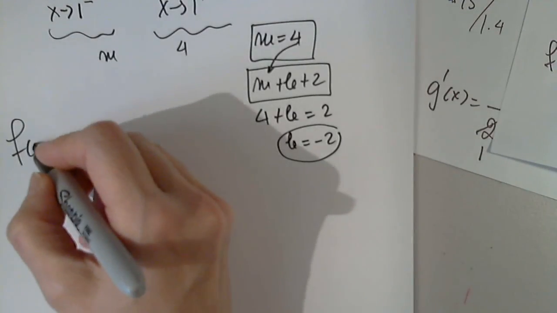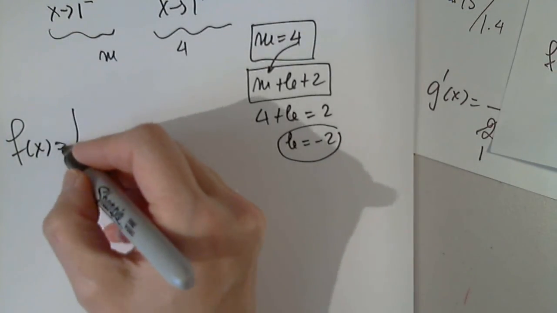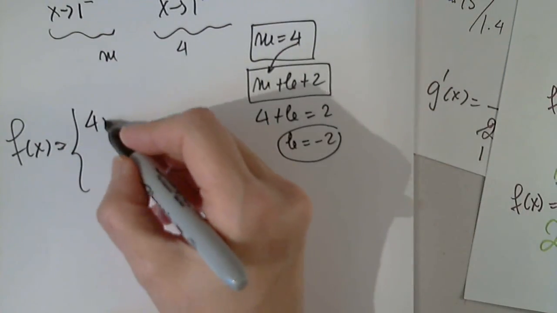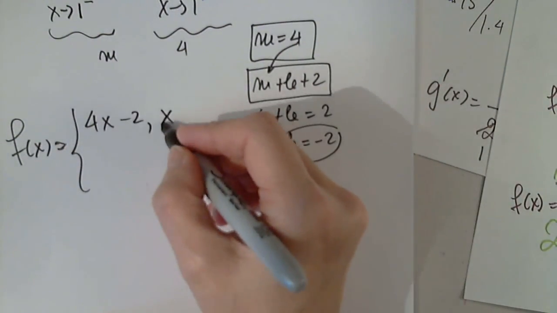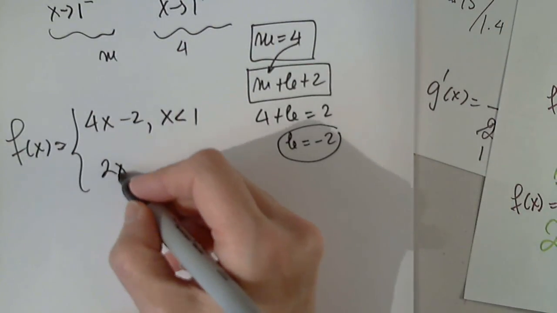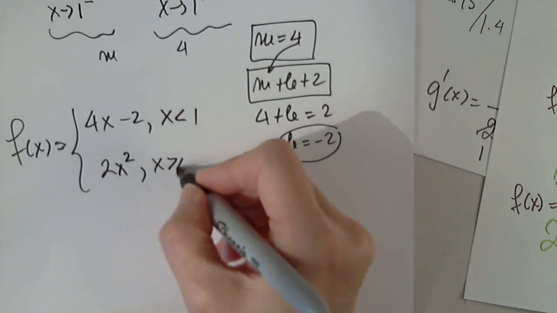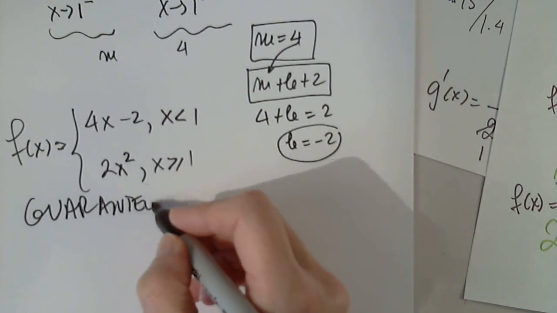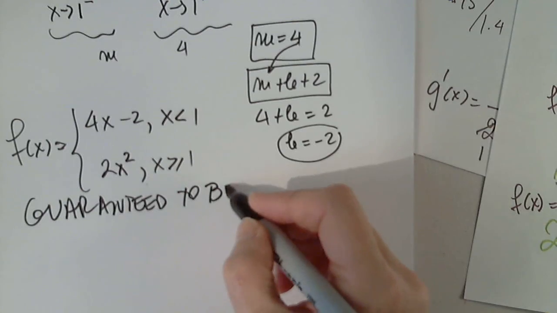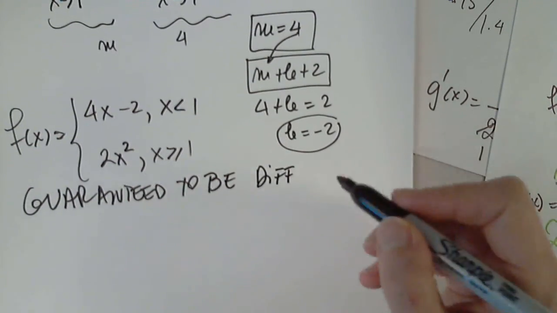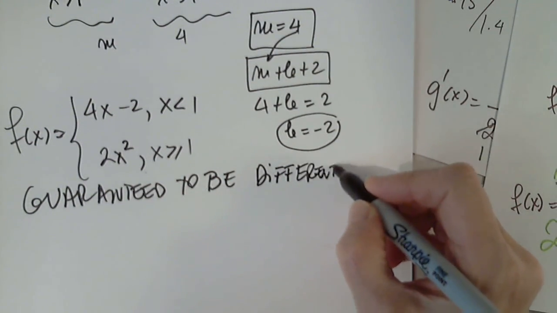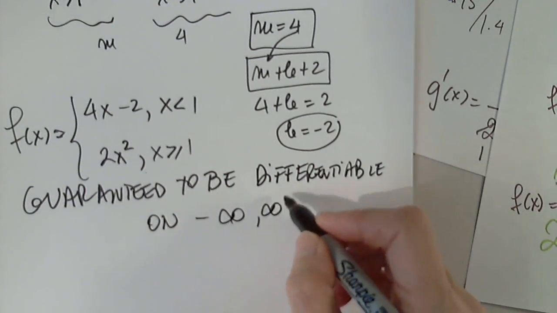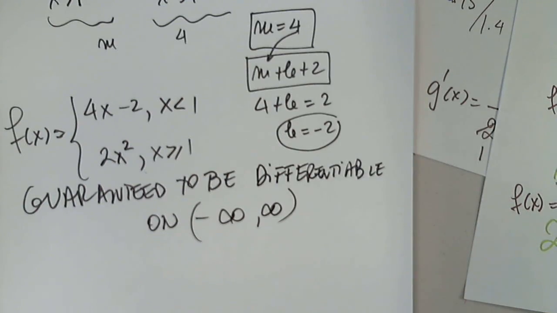I will rewrite the function, and I had mx plus b. M was 4, b was negative 2 for x less than 1, and 2x squared for x greater than or equal to 1, guaranteed to be differentiable on negative infinity to infinity, or as we say, everywhere.